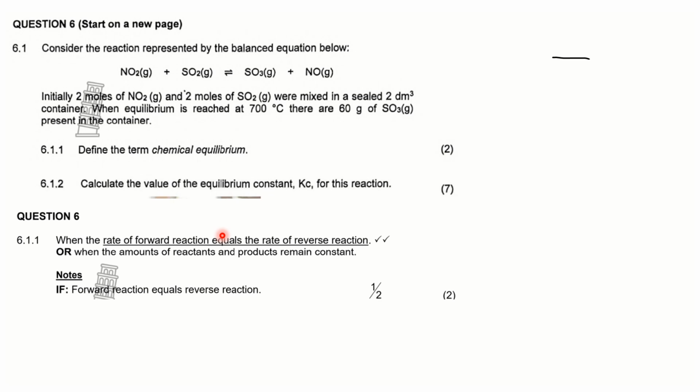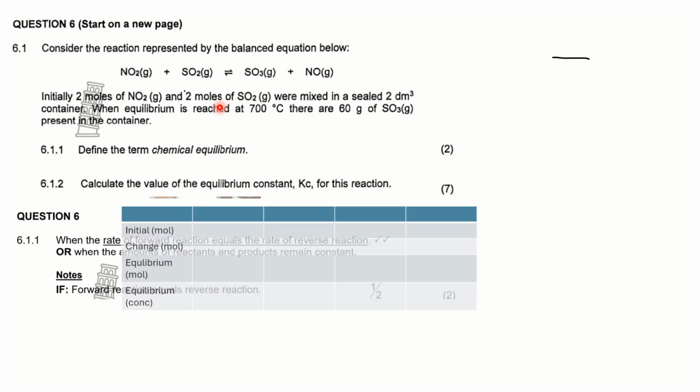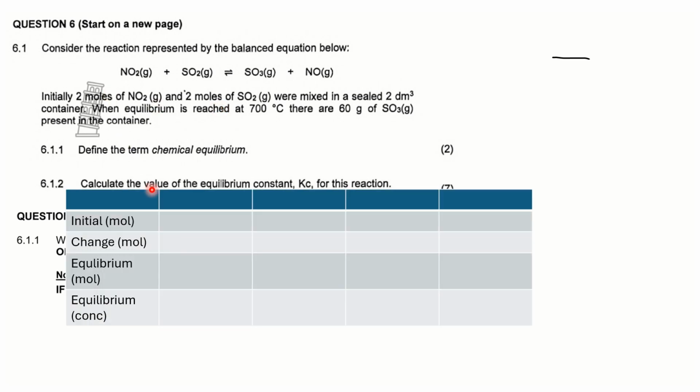Now, the second part has to do with calculating the value of the equilibrium constant for this reaction. So we are going to use the given information to calculate the equilibrium constant. So the first thing that we can do is draw our table nicely so that we can fill in the given values. The values that I was given were the number of moles and also the mass of the SO3 that is present when equilibrium is reached, like that. So let's use this information and substitute the numerical values that we know.